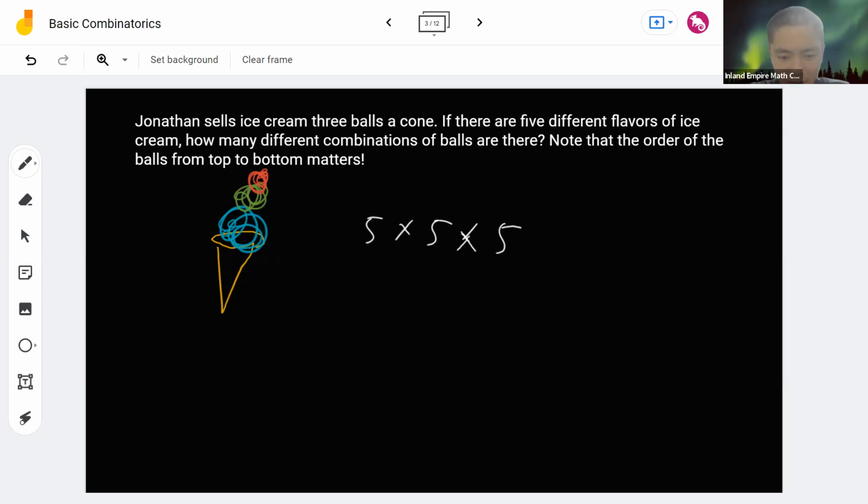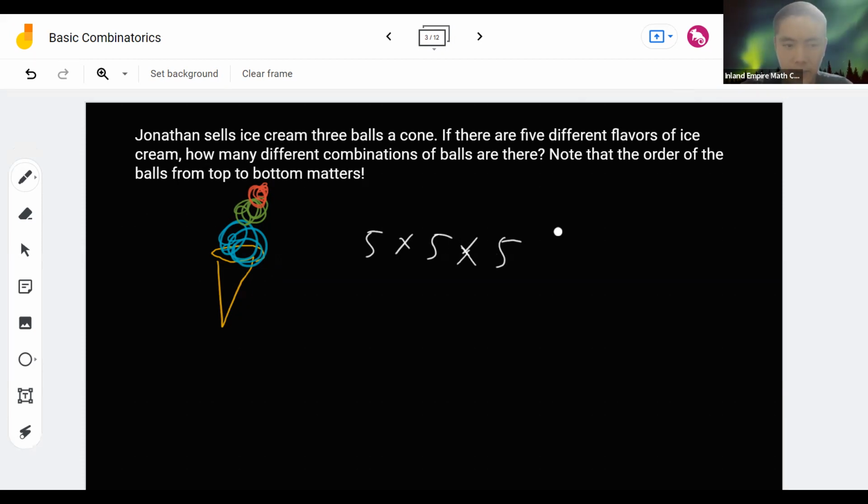I saw your responses. You are on the right track. However, indeed, it should be 5 times 5 times 5. One way to think of this is as one of the previous problems. This one is worded slightly differently, asking how many different combinations of ice cream balls there are, but you can think of it as how many options of the top ball are there? There's 5 different options. How many options of the middle ball? 5 different options. And the bottom ball? Also 5 different options.